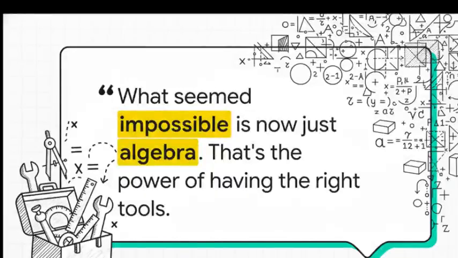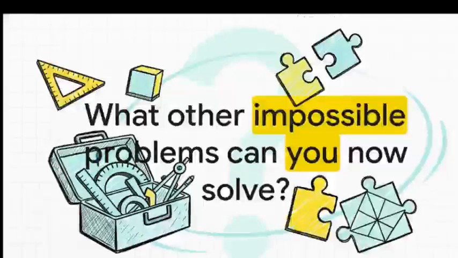And that really is the big takeaway here. What seemed impossible is now just algebra. It wasn't about being some kind of trig genius, right? It was just about knowing which tool to pull from the toolbox and knowing how to use it. So, the next time you face a tough equation, don't just see a problem, see an opportunity to choose the right tool. Now that you have this toolbox, what other impossible problems are you going to be able to solve?